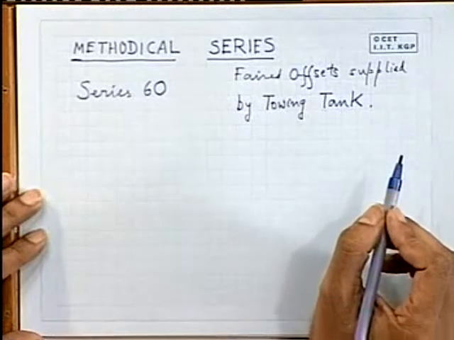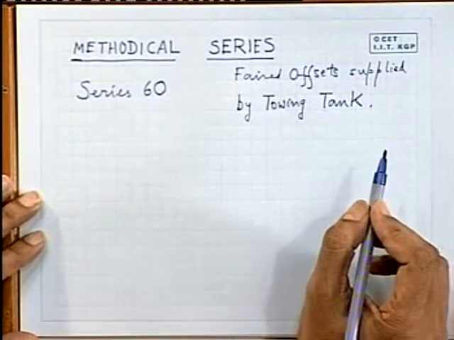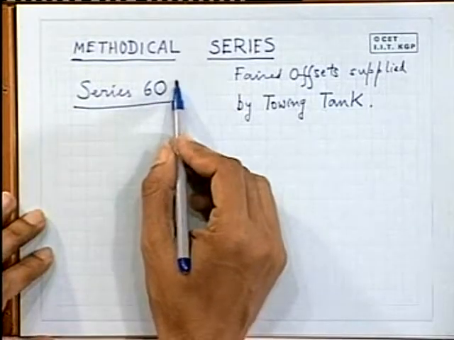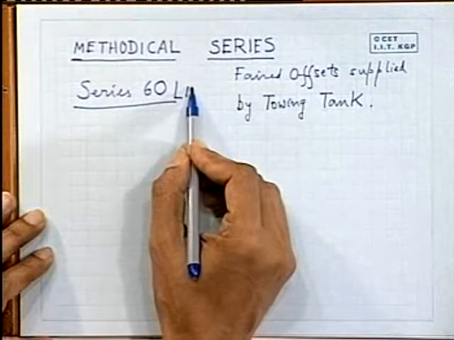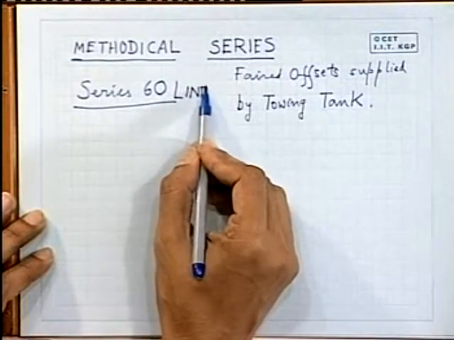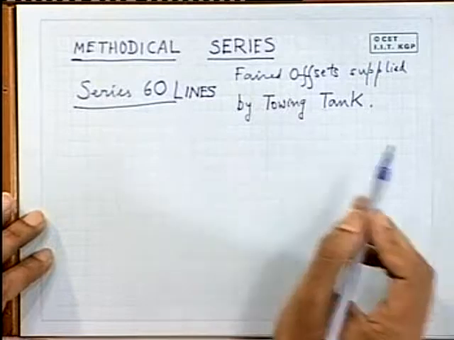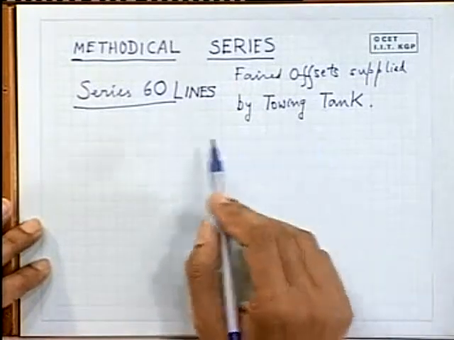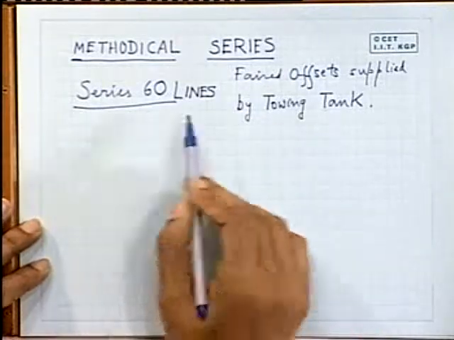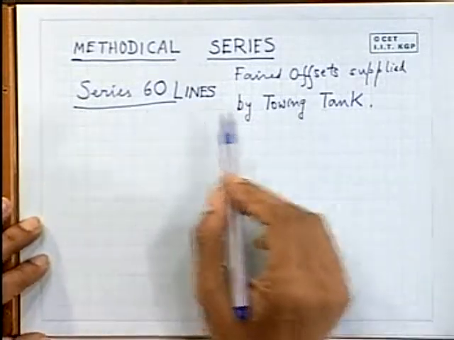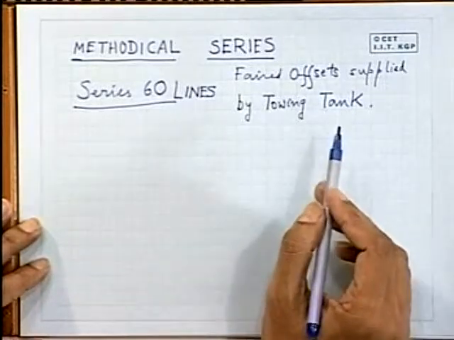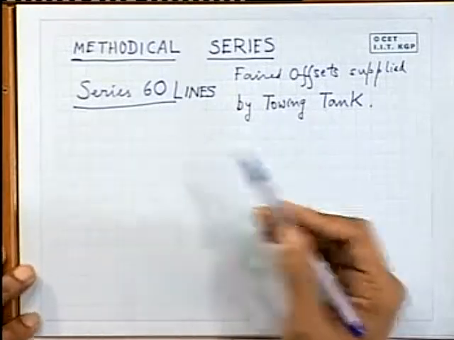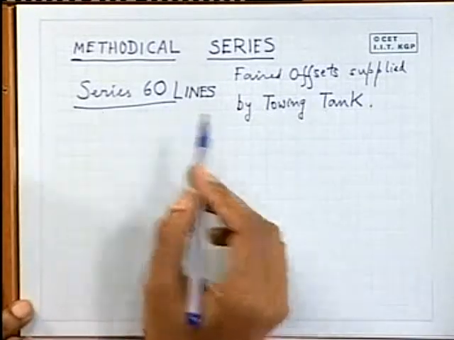Now, normally the shipyards can take recourse to the Series 60 lines. Of course, now Series 60 has become quite old, but these are proven lines from the point of view of resistance. That is why if one makes a bulk carrier to Series 60, then the builder and the owner are assured of the speed. It is called Series 60 lines, and you can have various hull forms following a particular series.